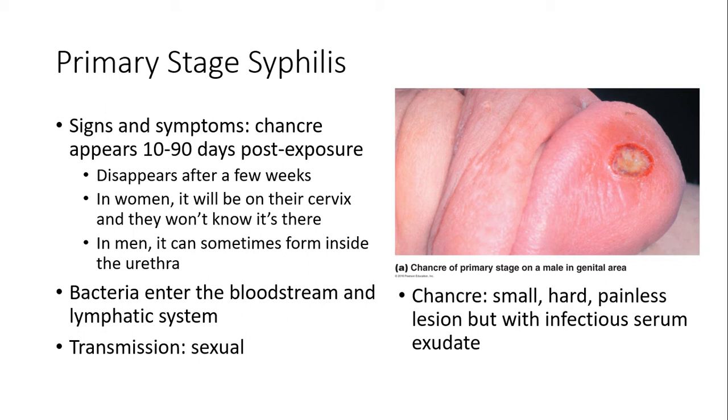In men, it's going to appear like it does here in the picture as a small, hard, painless lesion, but it will have this exudate coming from the center, sort of like a pus, that's infectious. So if that contacts the skin of a female, then it can transmit. In men, though, it can sometimes form on the inside of the urethra, and because it's painless, they might not know it's there. The bacteria can enter the bloodstream from here, as well as the lymphatic system. And as you could probably tell, transmission of this is going to be sexual.